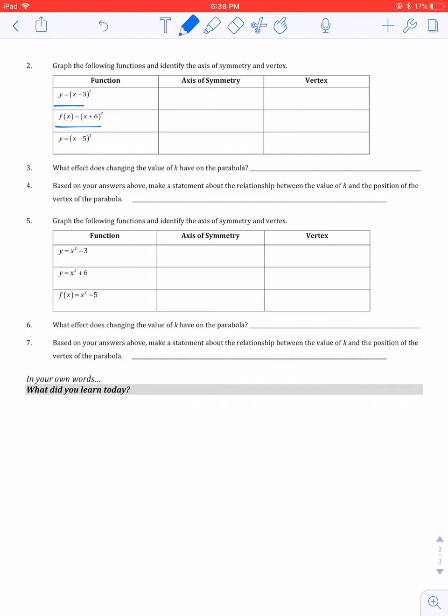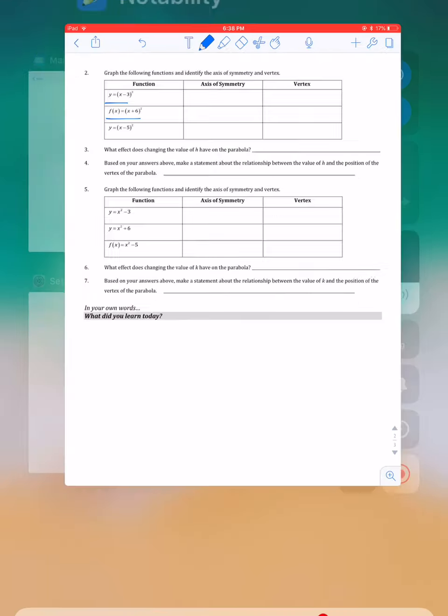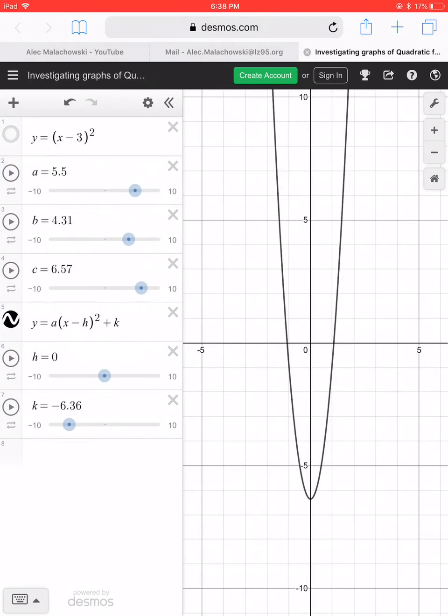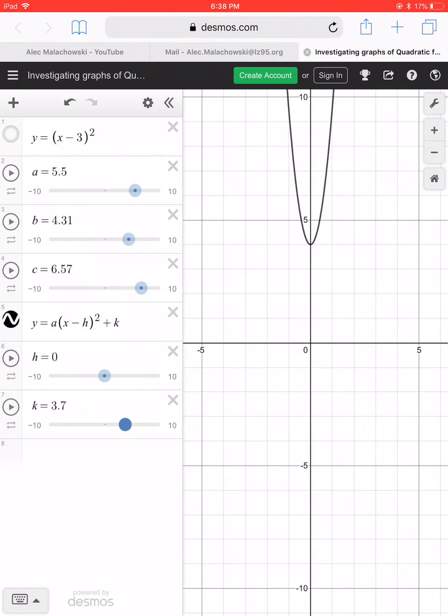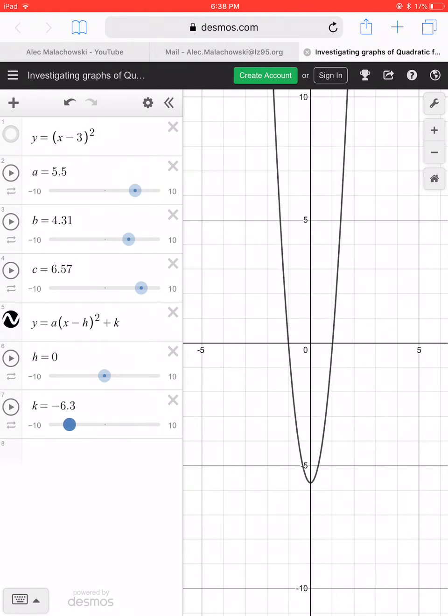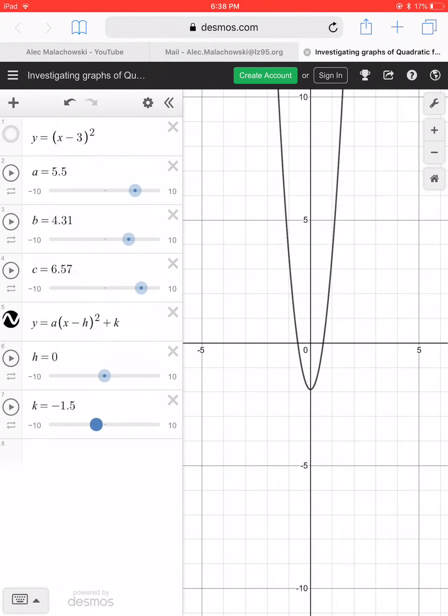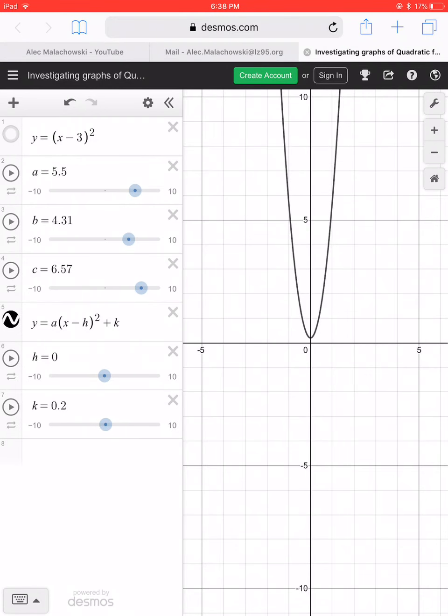Same thing if we move below to the second table. Notice that it asks, what effect does changing the value of k have? You're going to do the same thing, except you're going to go to Desmos and look at the k slider. I'm toying with it right here. Mess around with that k slider. You can see how the graph changes. Put that in your own words. Describe how changing k changes the look of the graph.